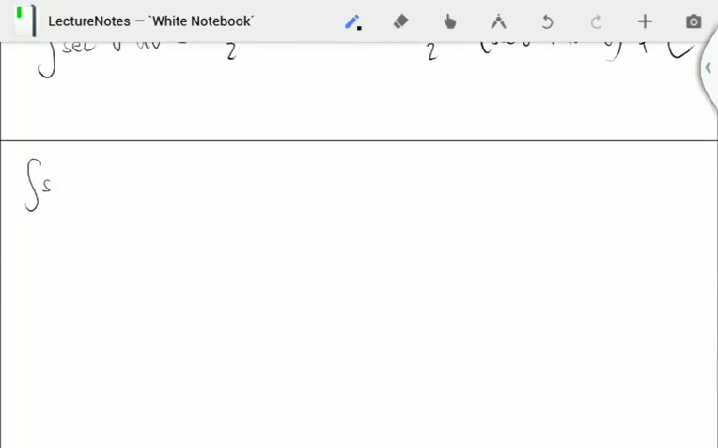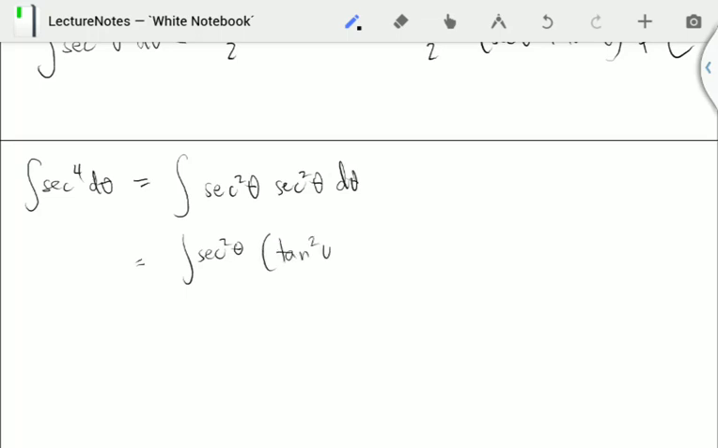So the integral of sec to the 4th d theta, we do the same thing. We divide the power of 4 into 2 parts, and this time we divide it as sec squared theta times sec squared theta d theta. We just divided it into 2, and what we're gonna do now is write one of the sec squared in terms of tan. So tan squared theta plus 1 d theta.